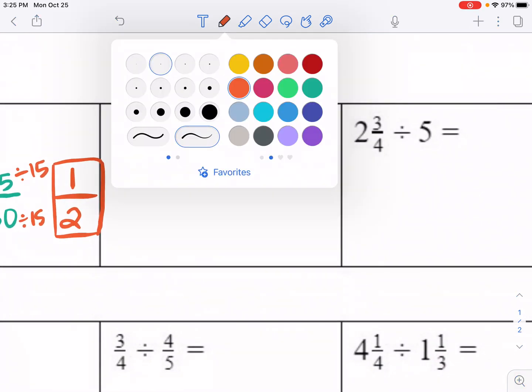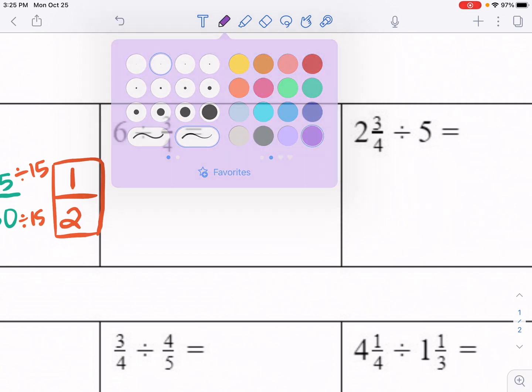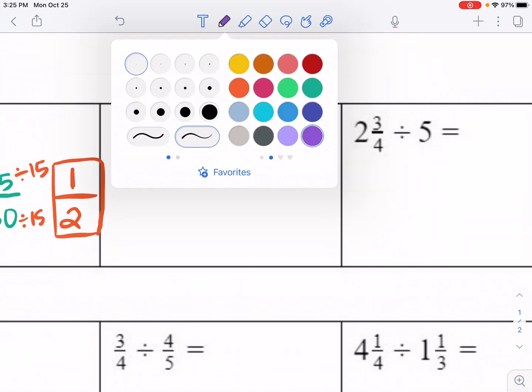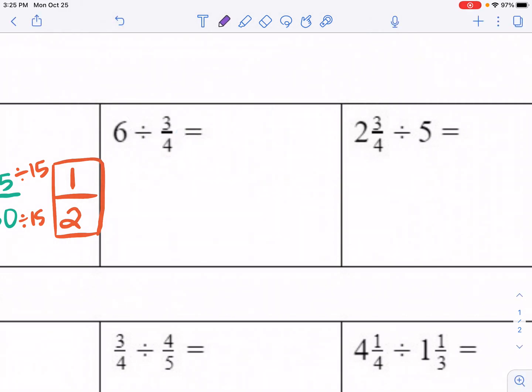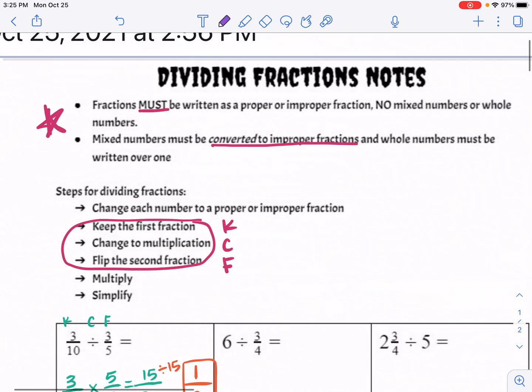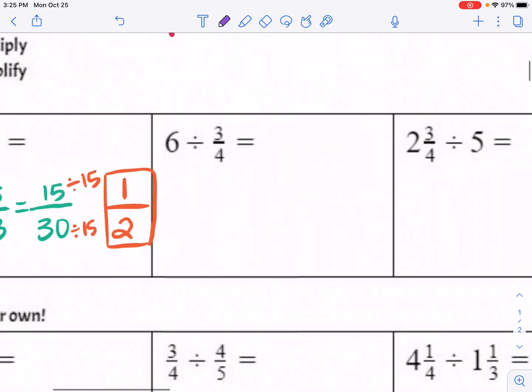So there's something I have to do to fix my problem before I start solving it. My 6 is a whole number. Remember, I cannot have whole numbers. They must be written as proper and improper fractions, no mixed numbers or whole numbers. So I'm going to write my 6 over a 1. So my problem is 6 over 1 divided by 3/4. Now I can do keep, change, flip. I'm going to keep my 6 over 1, change my division to multiplication, and then flip my second fraction. So 4 over 3 is my new fraction.